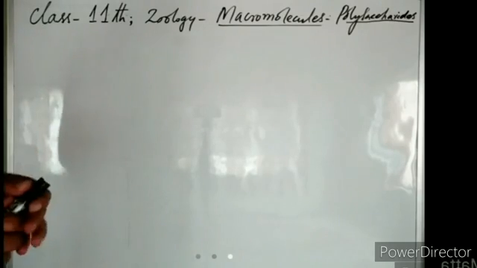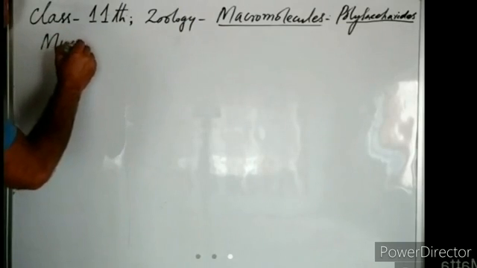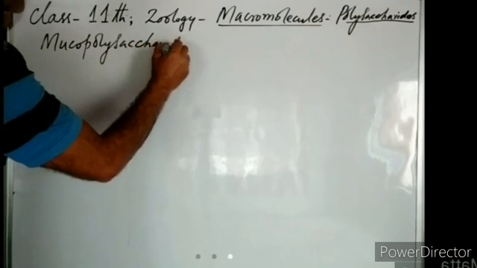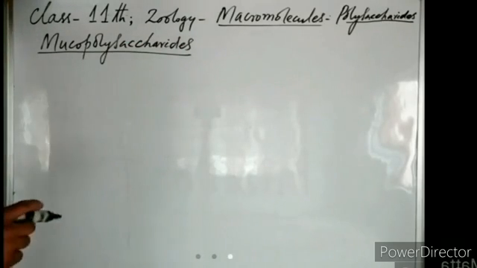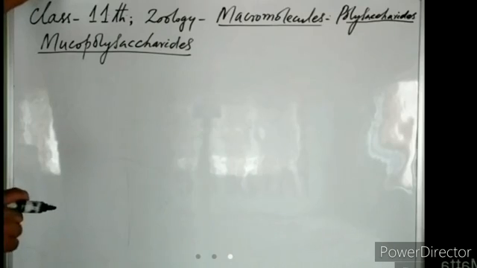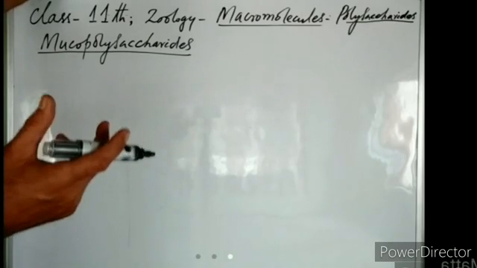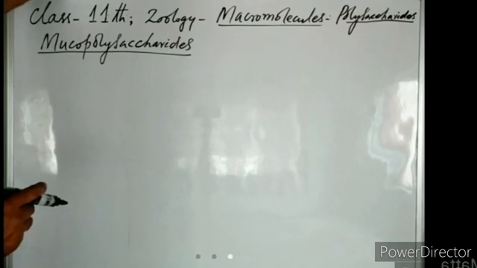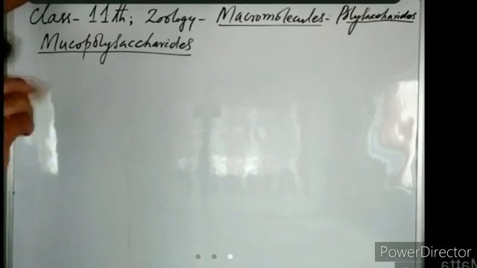Now we have structural polysaccharides known as mucopolysaccharides. Today we are going to discuss mucopolysaccharides. These mucopolysaccharides are slightly different from other polysaccharides. Other polysaccharides like starch, glycogen, cellulose, chitin were all polymers of monosaccharides.